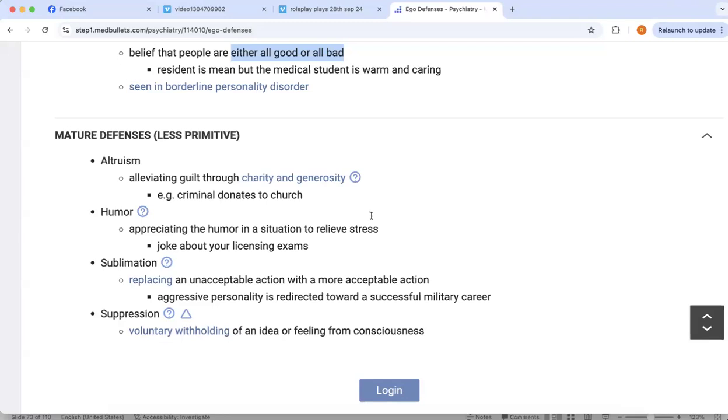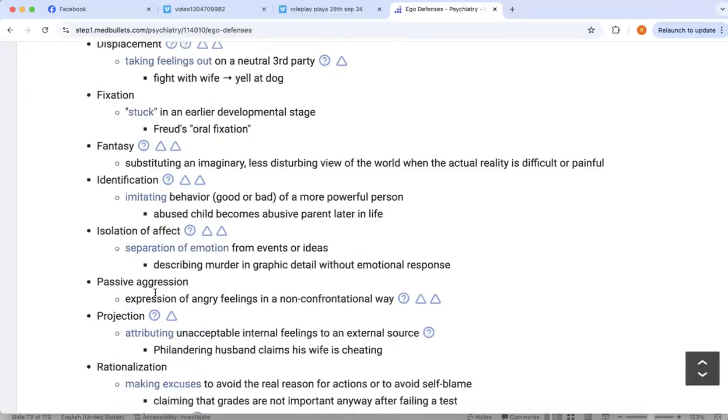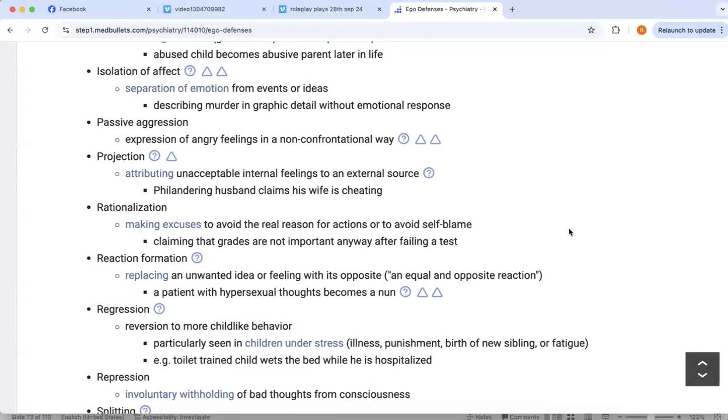No, it is unconscious. Everything that we discussed here, these are immature defenses, which means they are not doing it consciously. Yeah, they are genuinely changed, Dr. Fajia. They are not pretending, definitely.